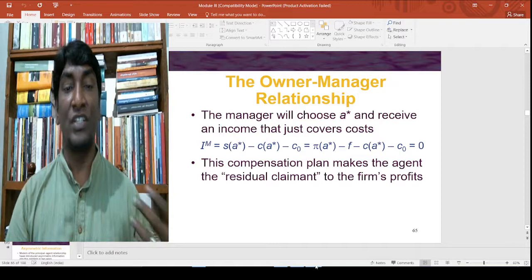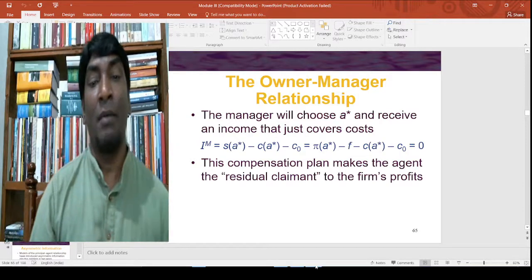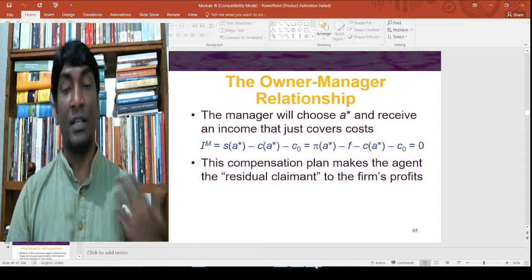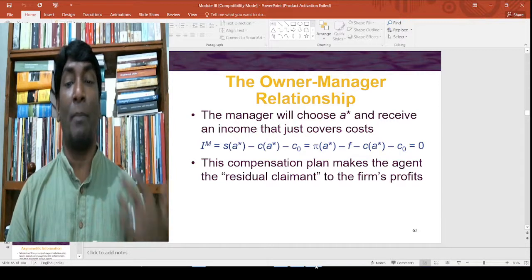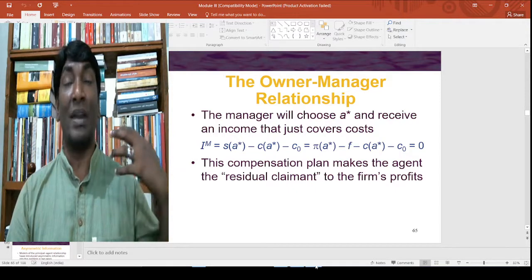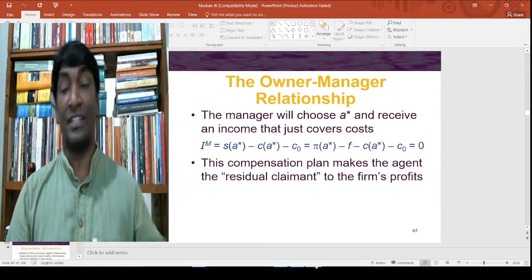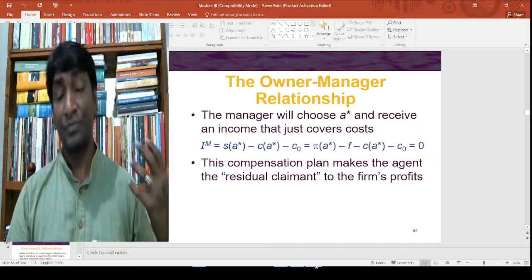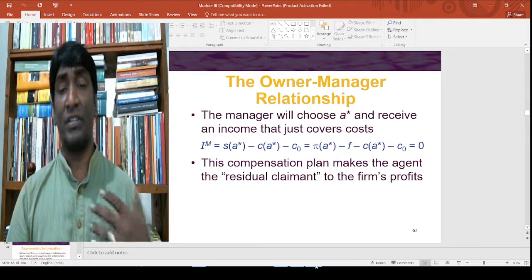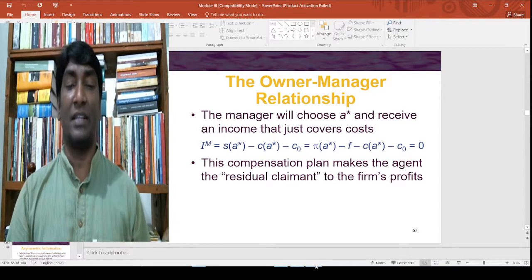So the manager will choose A star and receives an income that just covers the cost, which is I_M, which is equal to S(A star) minus C(A star) minus C0, which is equal to pi(A star) minus F minus C(A star) minus C0, which is again a maximization function. This compensation plan makes the agent the residual claimant to the firm's profit, and that's it.